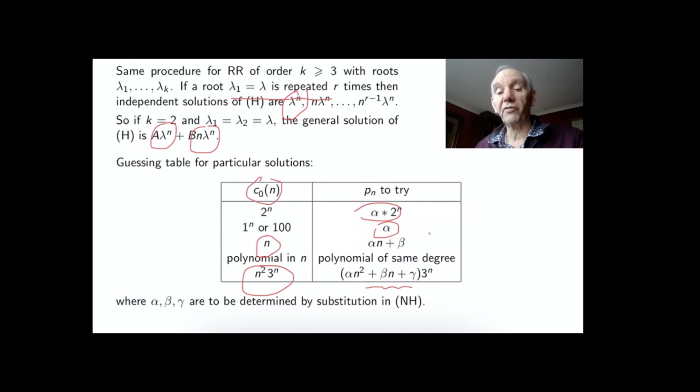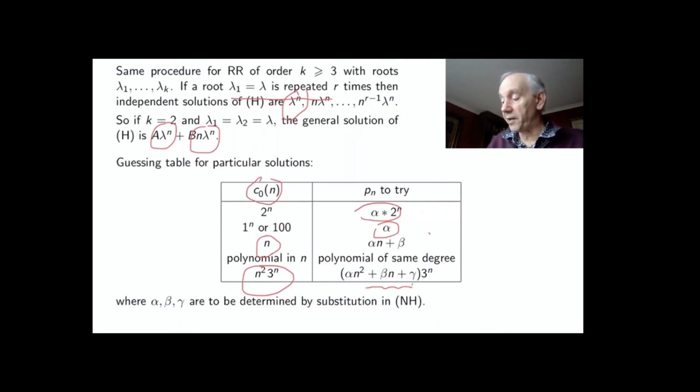And that will only work provided 3 is not a root of the homogeneous equation, which actually it was in our last example. So if it is a root, you would have to multiply everything by n again. Because the gamma term, if 3 to the n were a solution of the homogeneous equation, this gamma term would be useless. So you have to multiply everything by n. So you'd actually have alpha n cubed plus beta n squared plus gamma n. But what I've written is okay if 3 is not a root of the homogeneous equation.